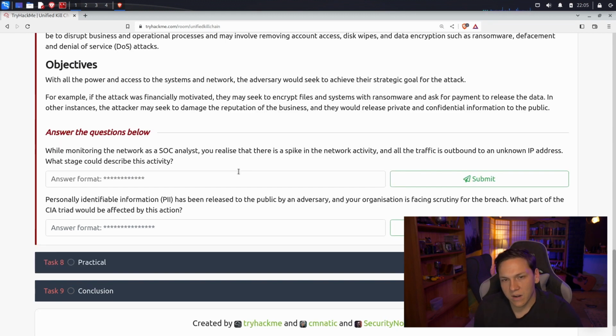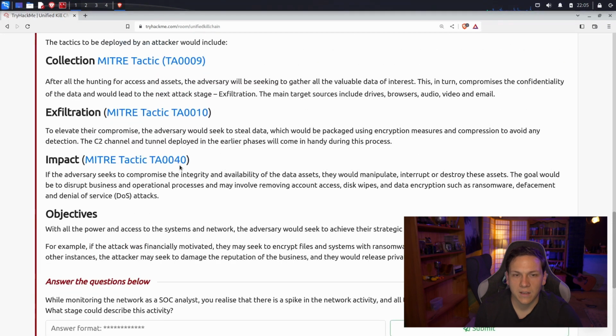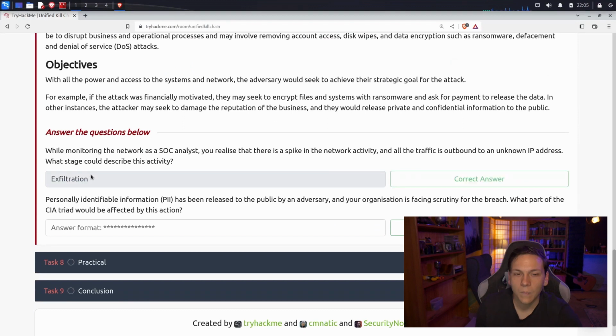While monitoring the network as a SOC analyst, you realize that there is a spike in the network activity and all the traffic is outbound to an unknown IP address. What stage could describe this activity? That would be exfiltration. And I'm not going to spell that because that's going to be too hard.